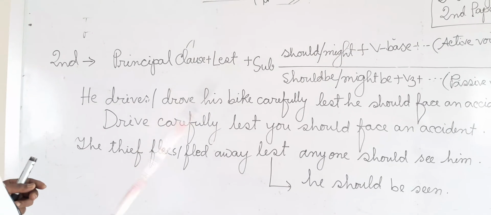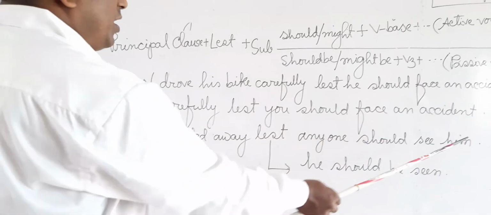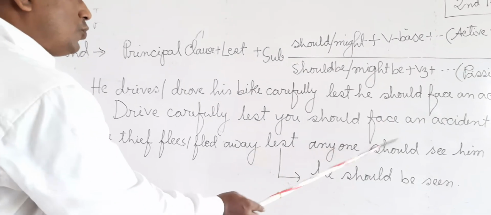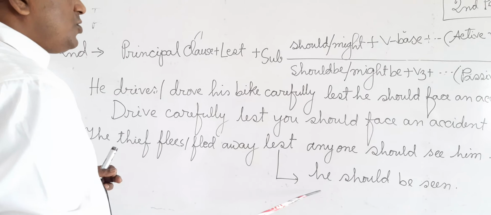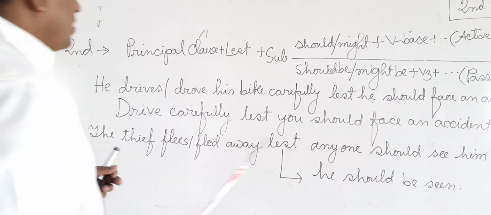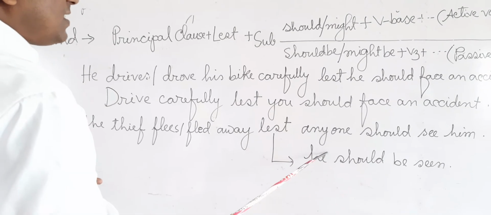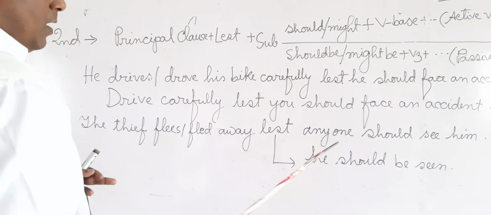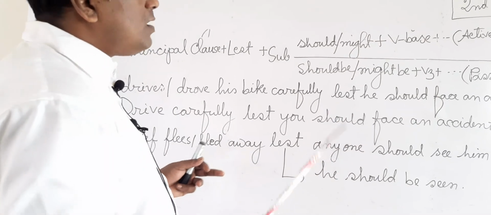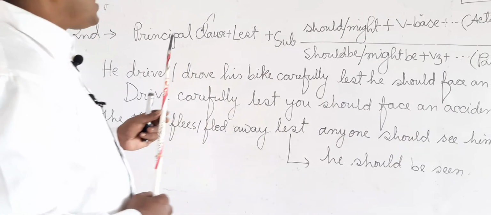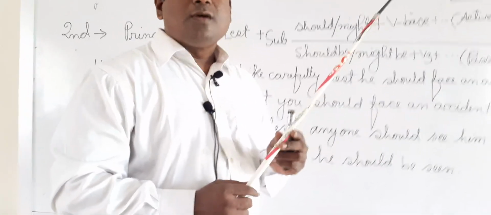Let's come to the point of present or past tense. The thief flees or fled away, lest anyone should see him. You see, anyone should see him. We could express it in the passive structure also. If the subject is changed, he should be seen. You can write down this answer this way: the thief flees or fled away, lest he should be seen. As the subject, he himself is not doing the task. So whenever the subject of a sentence is unable to perform the particular task, we usually take the help of passive expression. So the second point is, whatever the principal clause may be.